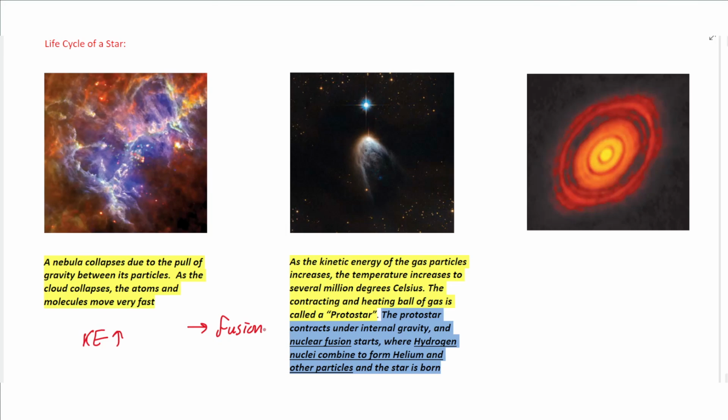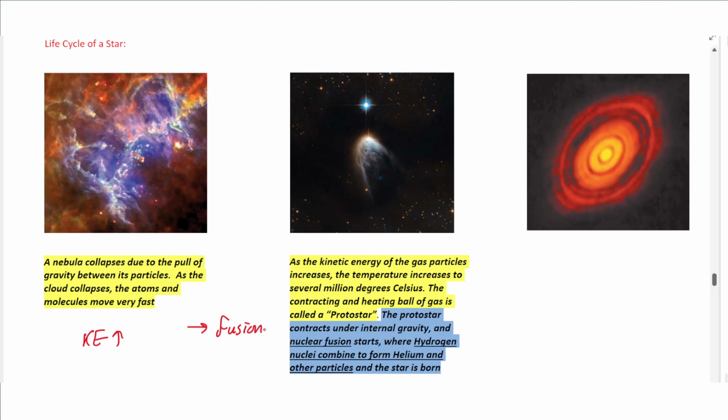We call a nebula with a fusion reaction in the middle a protostar. Now we have the start of a star. Now the star is born. As the kinetic energy increases, fusion starts to build up, and as more particles fuse together, the size of the nebula or the cloud keeps decreasing and is concentrated in the middle of the nebula, increasing the size of the star.